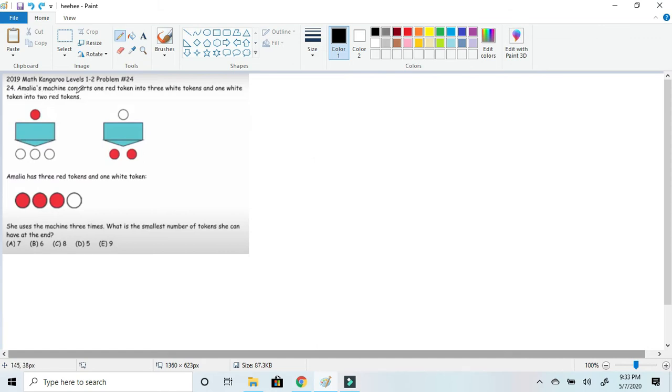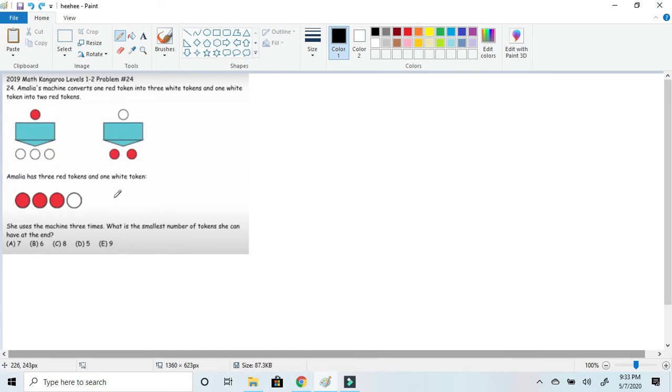Amalia's machine converts one red token into 3 white tokens and 1 white token into 2 red tokens. And then it shows the machines that do this process right here. And Amalia herself has 3 red tokens and 1 white token. She uses the machine 3 times. What is the smallest number of tokens she can have at the end? And the answer choices for this problem are A, 7, B, 6, C, 8, D, 5, and E, 9.